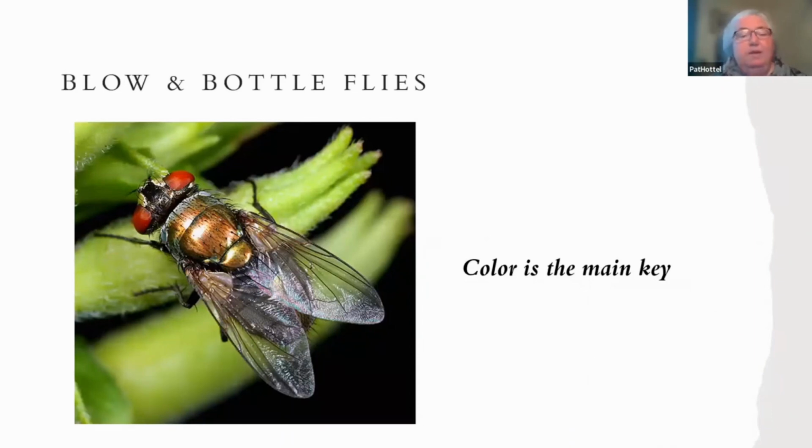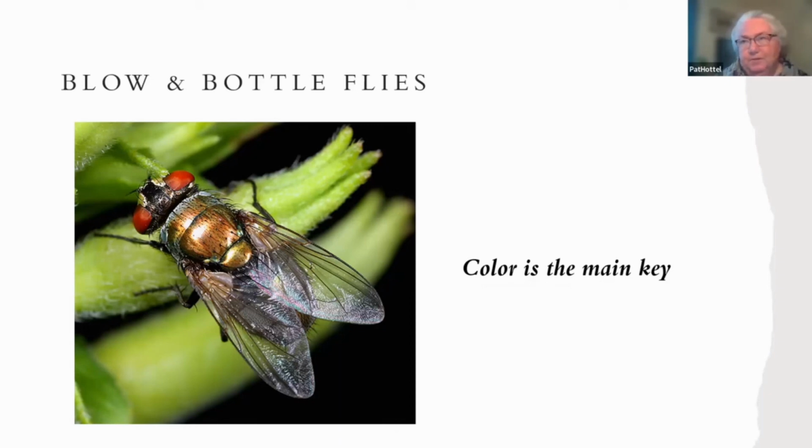Our blow and bottle flies, color is going to be the main key. Certainly if you wanted to look at wing venation to confirm, and if there's any question as to whether or not it's a blow or bottle fly, that can be used. But color typically makes this fly fairly easy to identify. It's got that iridescent or metallic coloration, can be green, can be blue, can be a kind of brassy color, or even there's a black blow fly, so a black kind of iridescence to it.